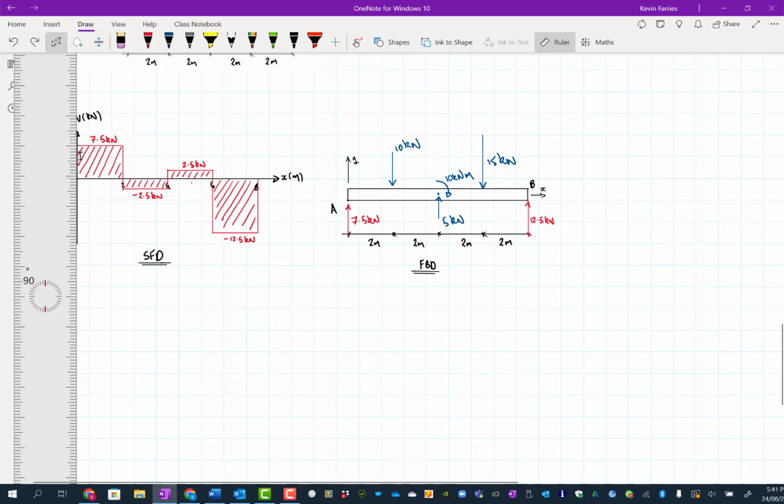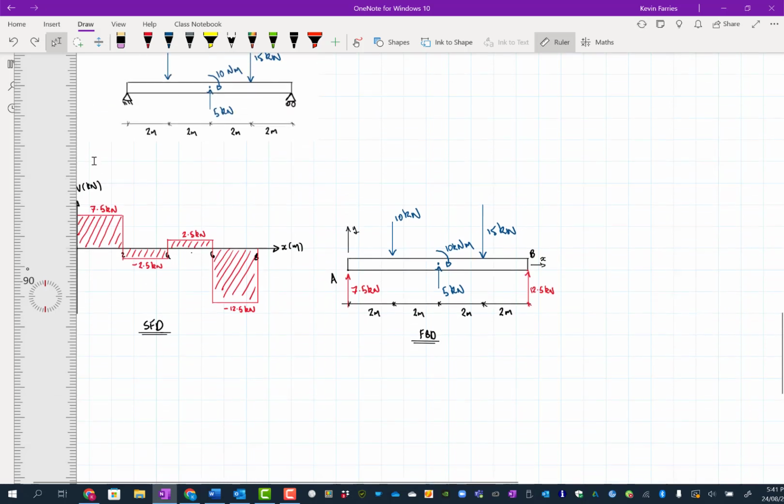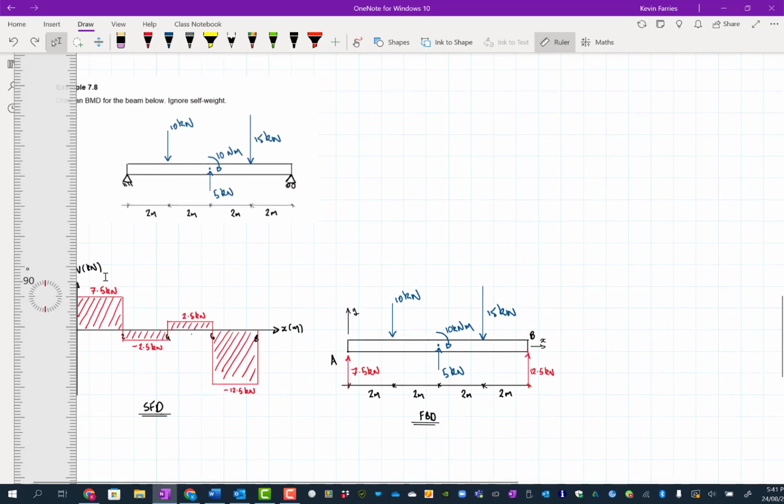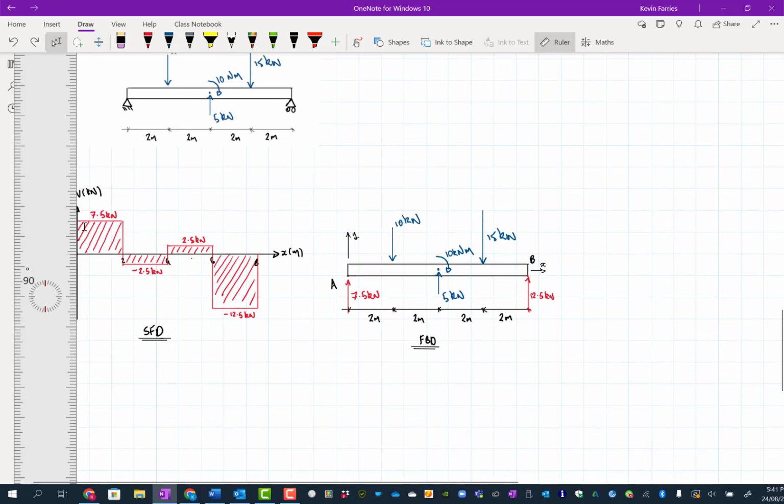So we're going to start at 0, and then we're going to go. I'm just thinking about the rule we have. For each meter along we go, it's going to be the area under the shear force diagram. So just be careful, it's not the UDL. If you're looking at UDLs, it's the area under the shear force diagram.